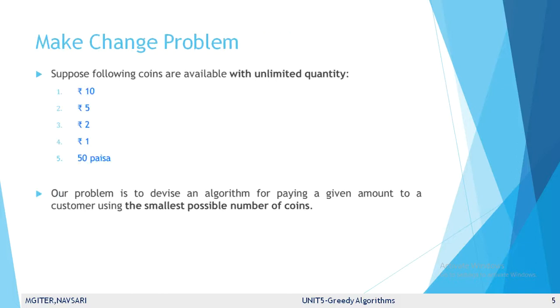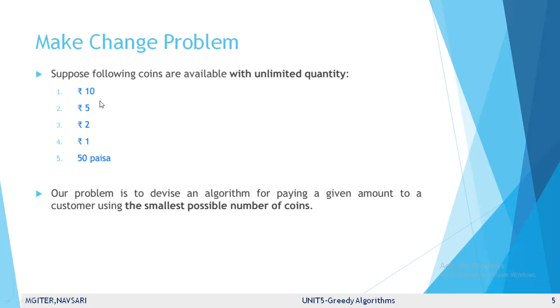Now we solve a problem using the greedy method. Here we solve the making change problem. Now what is the making change problem? To pay the amount to the customer using the smallest possible number of coins. So the making change problem is known as a minimization problem because it gives the smallest possible number of coins.